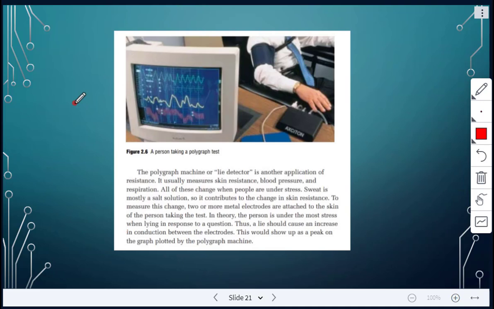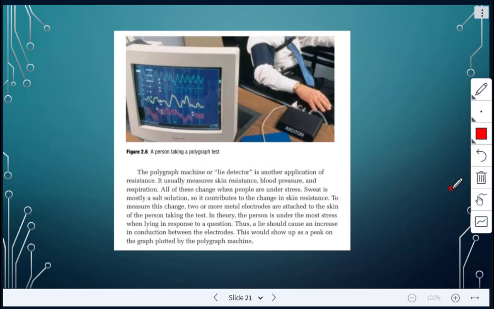This is a person taking a lie detector test. It's another application of resistance. It's measuring skin resistance, blood pressure, and respiration. So what happens is when a person is under stress, those things change, and sweat is produced. Sweat is mostly a salt solution. So that's going to contribute to the change in skin resistance.